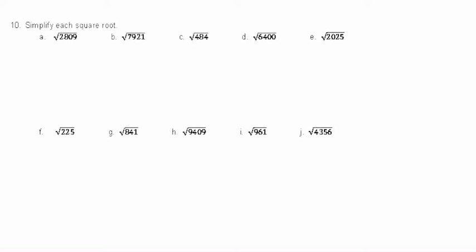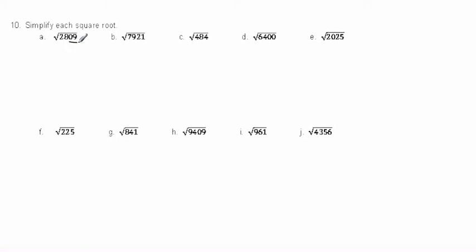It says simplify each square root. So we know that they're perfect squares because we've already established that. So what you have to do is use the knowledge that you gained through 1 through 9 and the patterns on those tables to find each part of the square root, the tens part and the ones part.